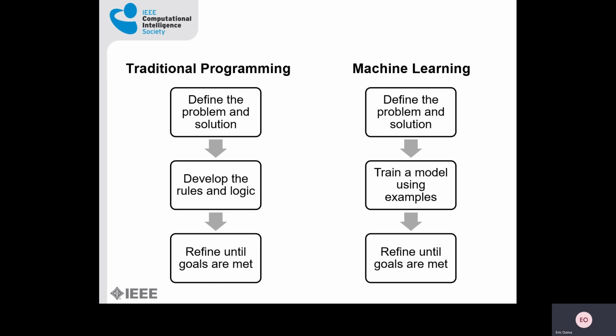You define the problem and the solution, but here now we don't have this part of developing the rules and the logic, because I want you to imagine how you can develop the rules and logic to distinguish between an image that has a mask and an image that does not have a mask. And so in machine learning, we use something called models. And so we train models using examples, and then we refine until goals are met.